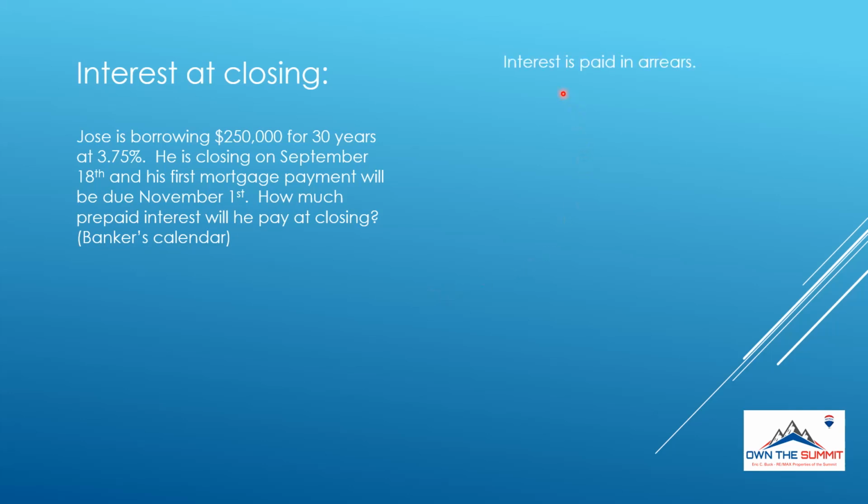Well, first thing to remember is interest is paid in arrears. That means that the November payment, which is his first payment, will include the interest for October. So he doesn't need to prepay October's interest. But he does need to prepay for September 18th through 30th because they have not been paid yet.